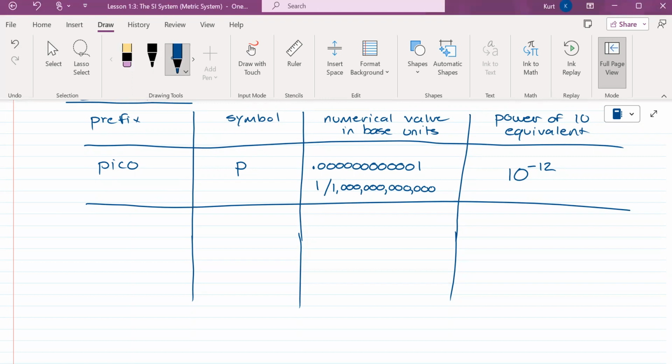All right, you get a little bit bigger than pico. You go to nano. The symbol for nano is n. And it is 0.1, 2, 3, 4, 5, 6, 7, 8, 9. That's 8 zeros followed by a 1 for a total of 9 digits. This is 1 over 1,000,000,000.